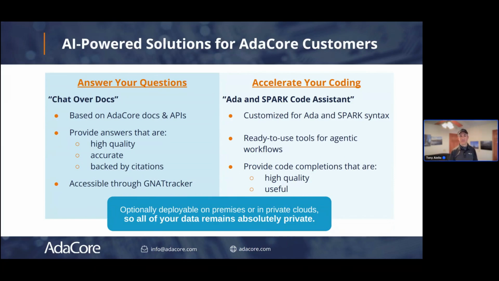We also want to help accelerate your coding. We want to build an Ada and Spark code assistant that's customized for Ada and Spark syntax. We want to give you tools that are ready to use in your agentic workflows. And overall, we want to provide you with code completions that are high quality and useful. For both of these capabilities that we're working on, we want these to be optionally deployable on-premise or in private clouds so that you have the confidence you need that all of your data is remaining absolutely private.